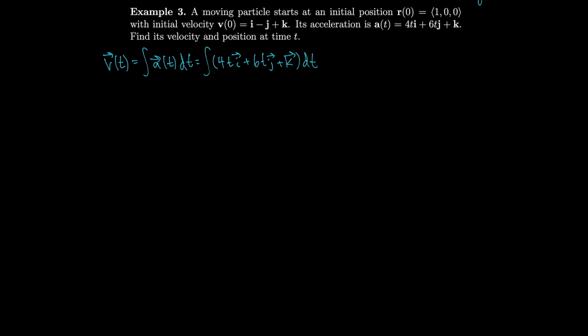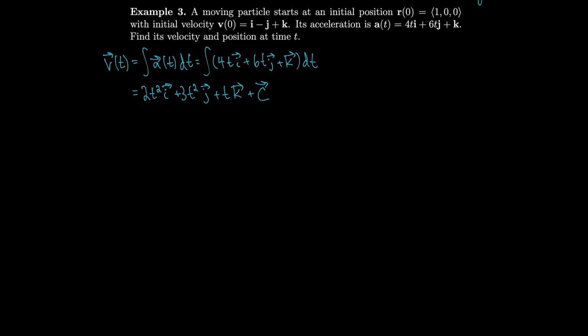And that's just going to be equal to 2t squared i plus 3t squared j plus tk. And because this is an indefinite integral, I need a constant. But I have to be a little bit careful here. My function gives us vectors. So in this case, the constant is a constant vector, c.